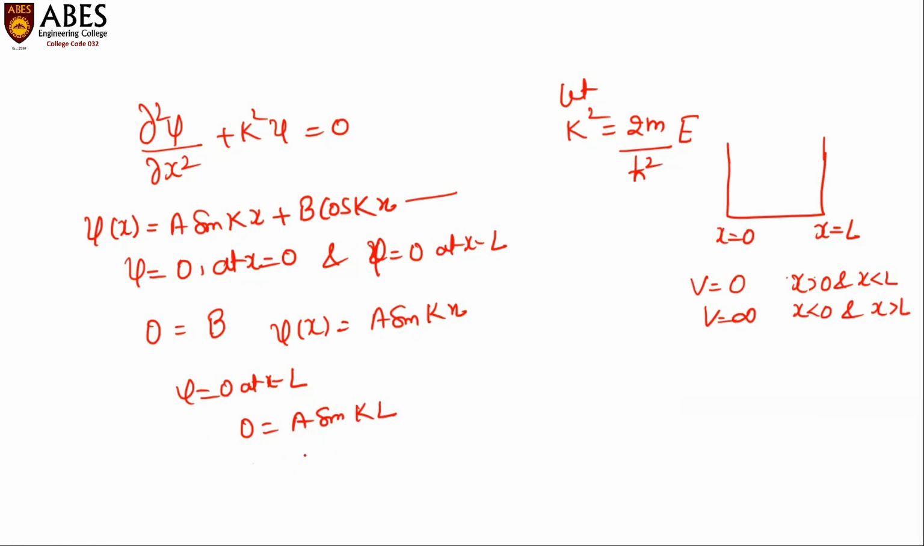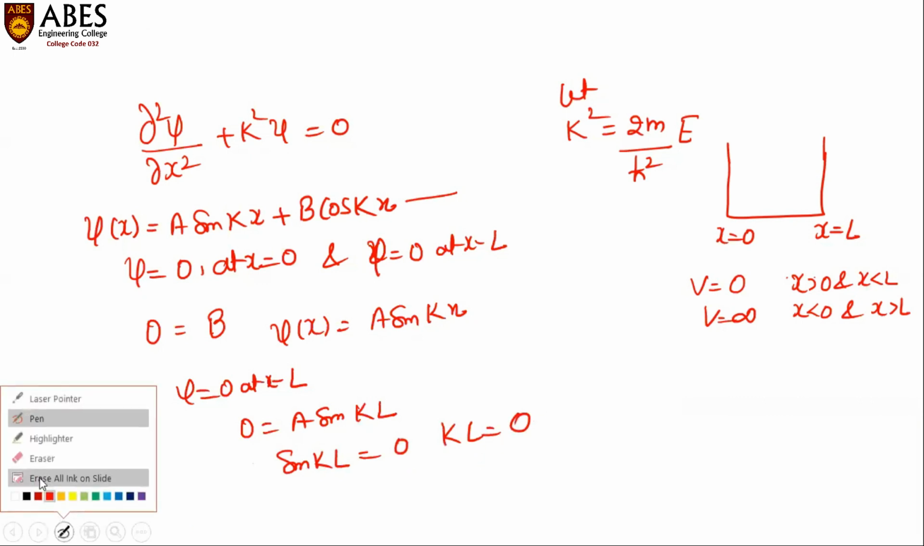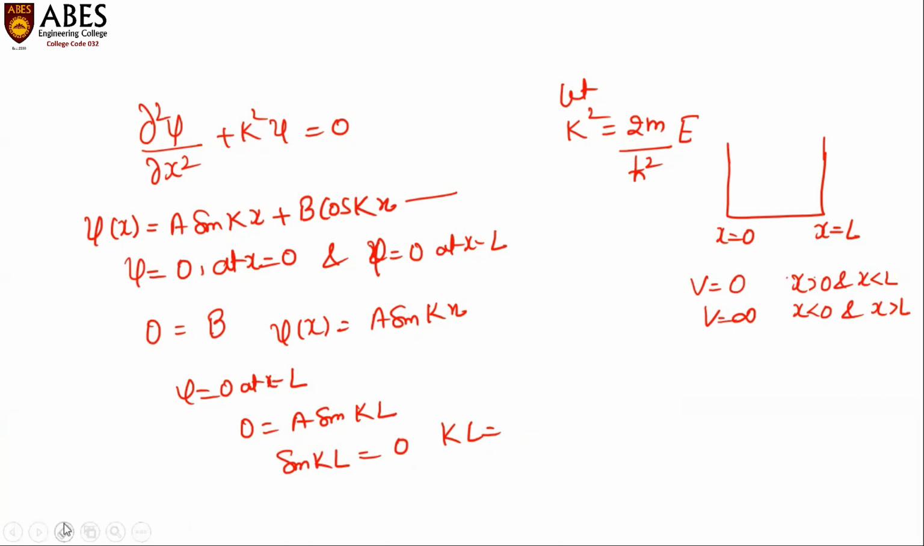We can consider sin kL is equal to 0, that means kL is equal to n pi, or k is equal to n pi by L, where n is equal to 1, 2, 3, and so on.